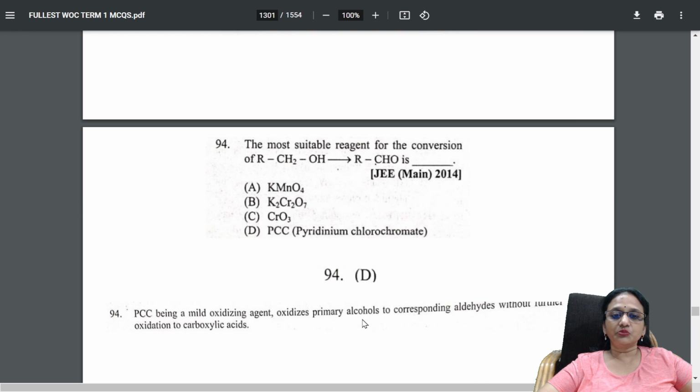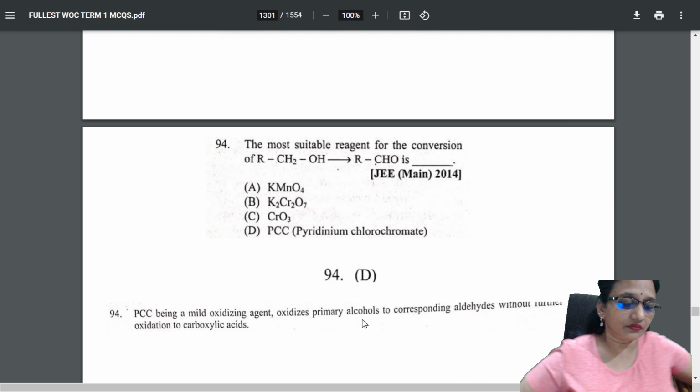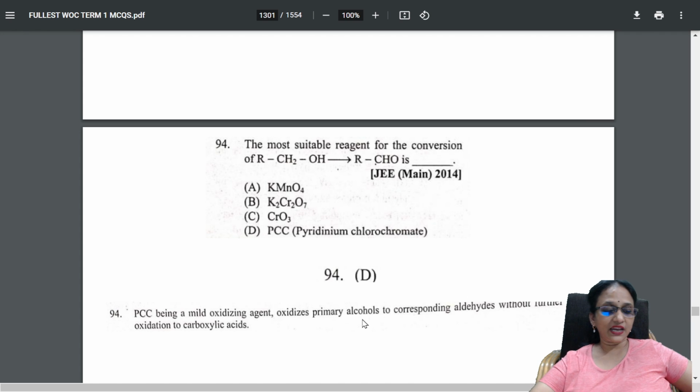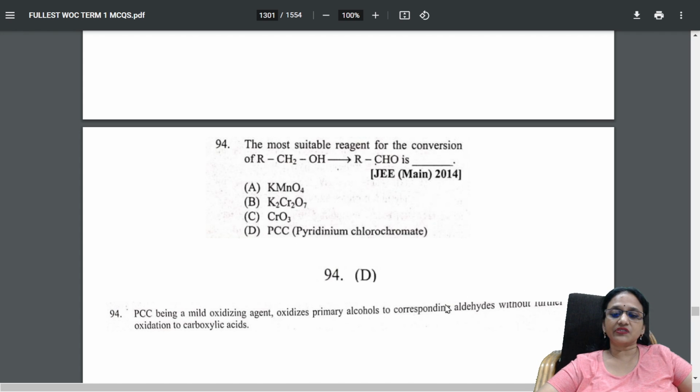Then, the most suitable reagent for conversion of alcohols to aldehydes. This was asked in JEE Main, which is very easy. The reason is also given below, students. You can go note it.